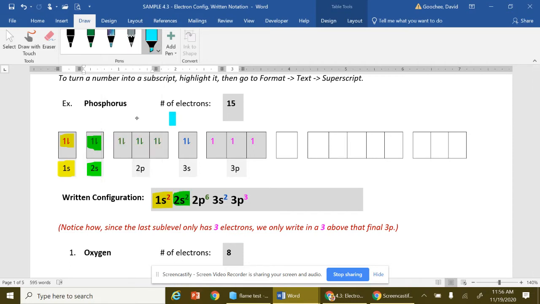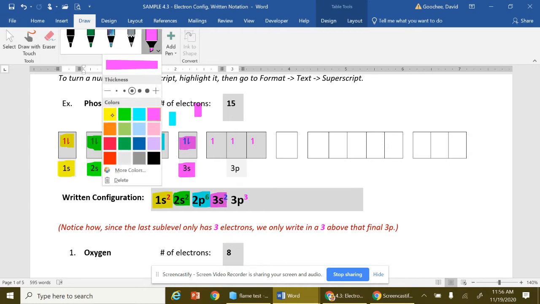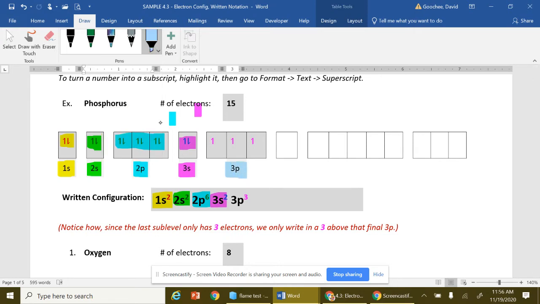Up next would be the 2p, which holds, in this case, 6 electrons, so this would be 2p6. Then comes the 3s, which in this case is holding 2 electrons, so you would just write 3s2. And lastly, you have the 3p, which even though it can hold up to 6, right now is only holding 3. So you would end with 3p3. So that's what you're doing. You're just taking the arrows and converting them into this written notation.